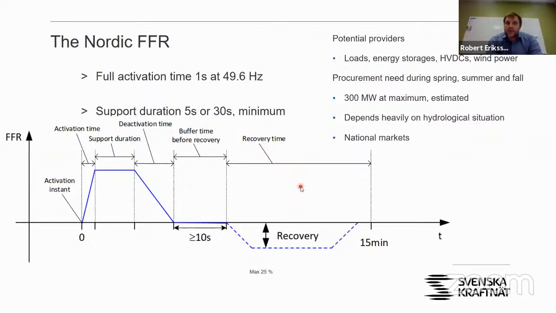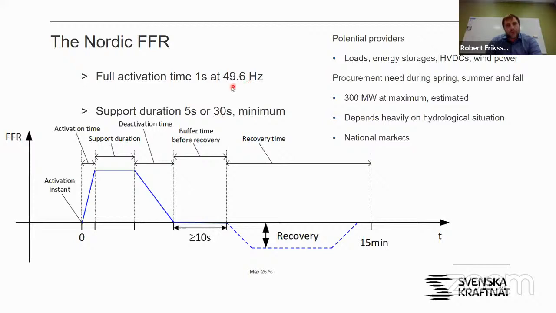So the Nordic fast frequency reserve was implemented 1 year ago. For summer 2020, we implemented this. And the reserve is constructed in a way where it should be a step response. When the frequency reaches 49.6, it should be triggered, and then the amount should be activated in 1 second. And then we have 2 options for duration, one that is 5 seconds and another is 30 seconds.